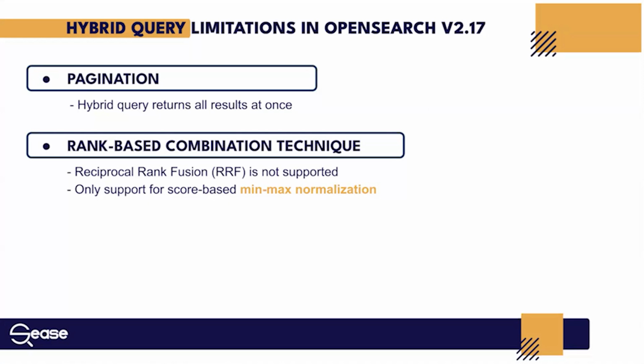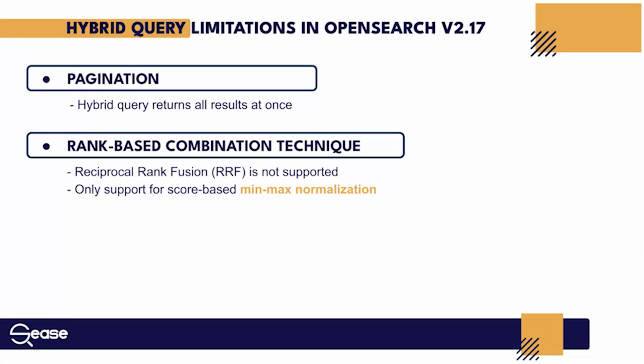Another one is about the merging. Behind the scenes, OpenSearch only supports the min-max normalization score-based technique for the combination. There is another technique, the rank-based one, based on the reciprocal rank fusion algorithm, and it wasn't supported with that version. So based on these considerations, we decided to implement our own hybrid search because of these limitations.